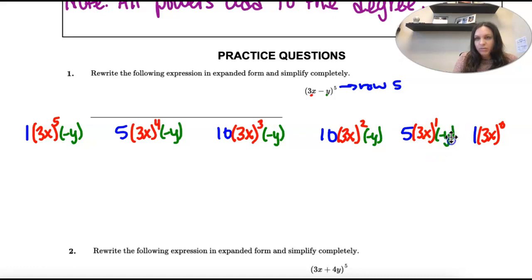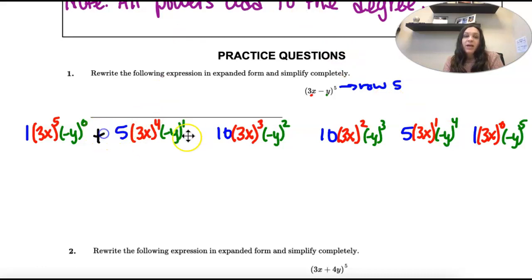Running out of room. And now we go the other way. Now we start at 0 and we go up. 1, 2, 3, 4, 5. And then we add in between all of these. Okay, so that's the setup. Now we simplify. And this can take a while, but remember, it's way, way easier than multiplying everything.